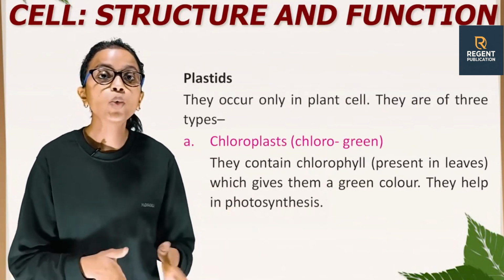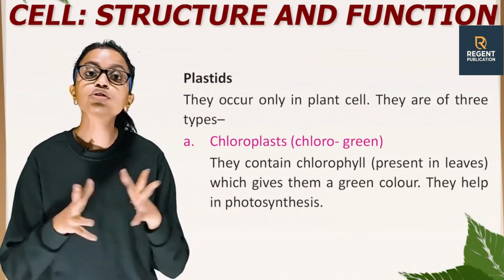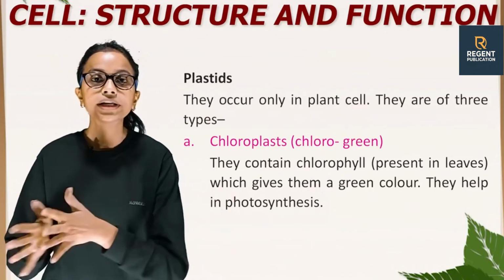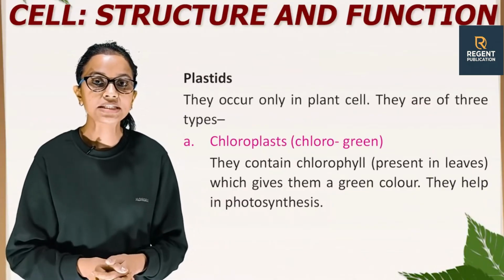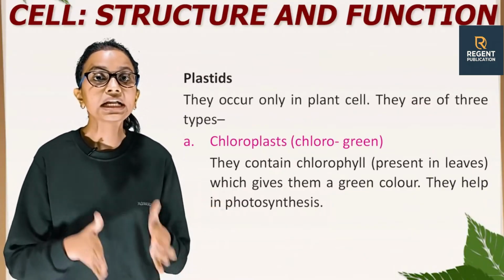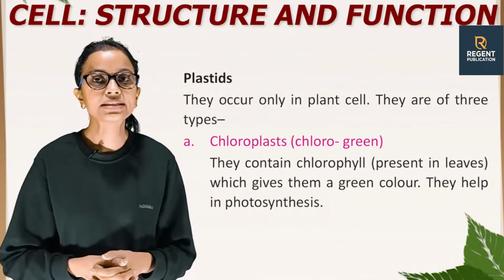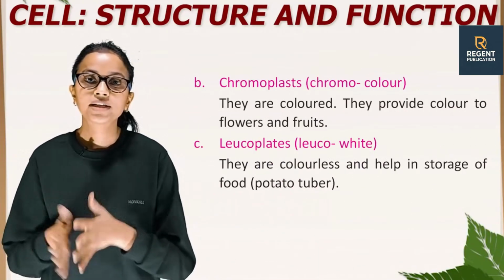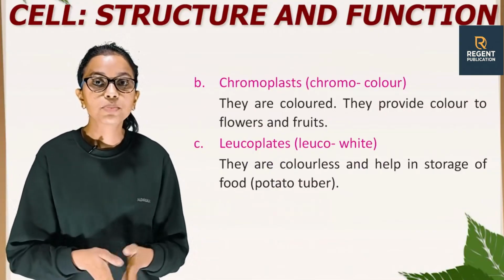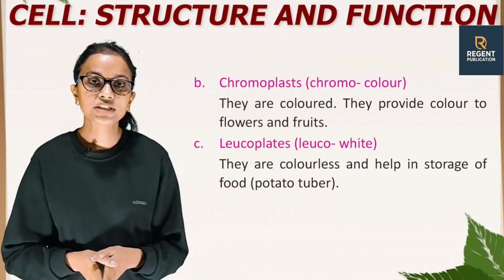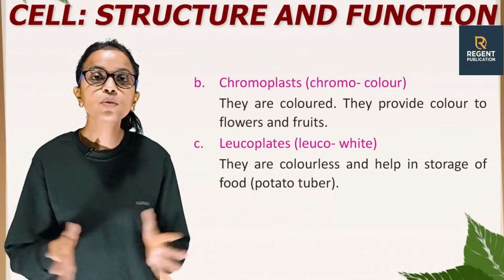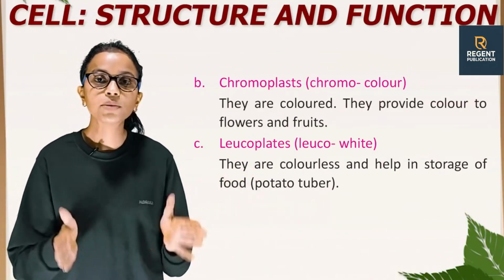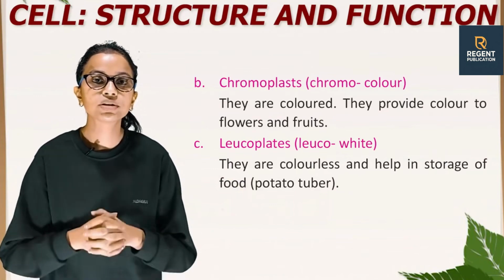Plastids. They occur only in plant cell. They are of three types. A. Chloroplasts. Chloro, green. They contain chlorophyll present in leaves, which gives them a green color. They help in photosynthesis. B. Chromoplasts. Chromo, color. They are colored. They provide color to flowers and fruits. C. Leucoplasts. Leuco, white. They are colorless and help in storage of food, potato tuber.